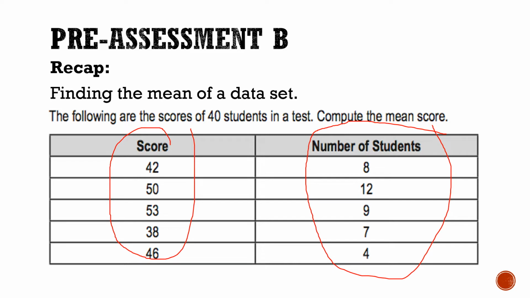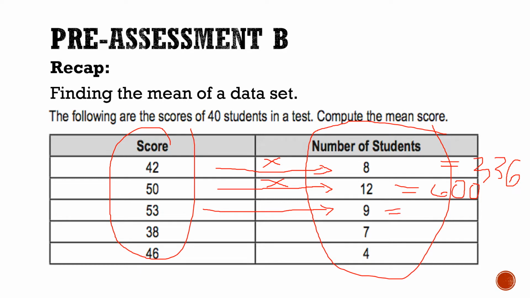So in computing the mean of a dataset, this will be the process. We're going to multiply 42 to 8, so that will be equal to 336. Next, we're going to multiply your 50 to 12, so that will be equal to 600. For your next value, we're going to multiply 53 to 9, so that will be equal to 477. Then for your next value, that will be 38 multiplied by 7, or simply equal to 206. For your last value, the product between your 46 and 4 will be equal to 184.